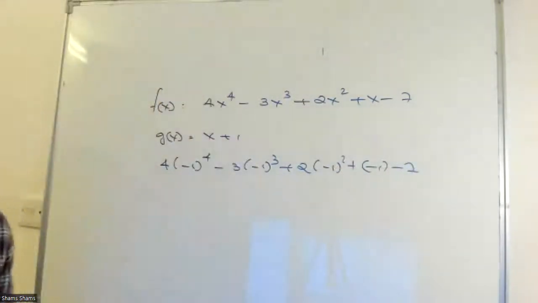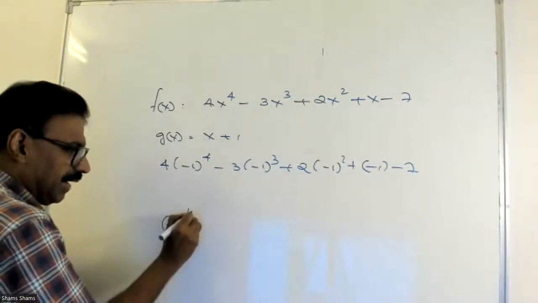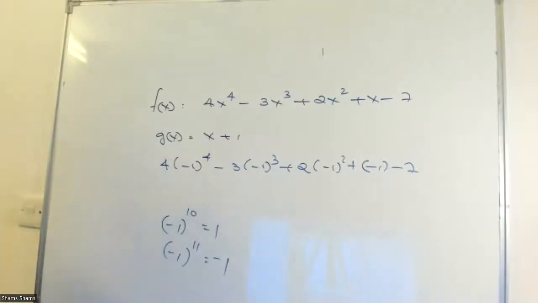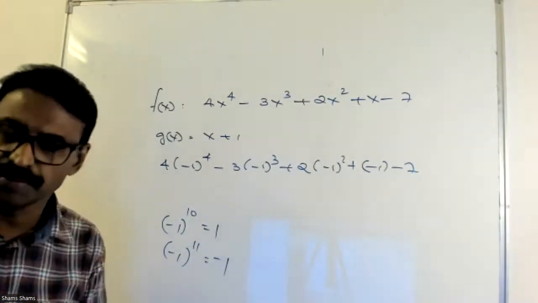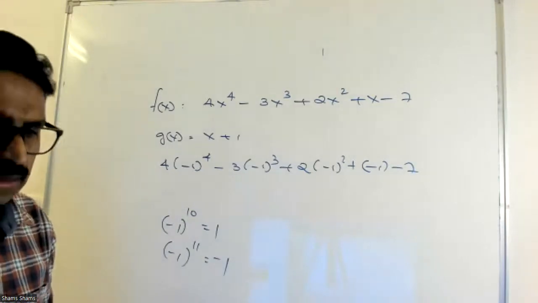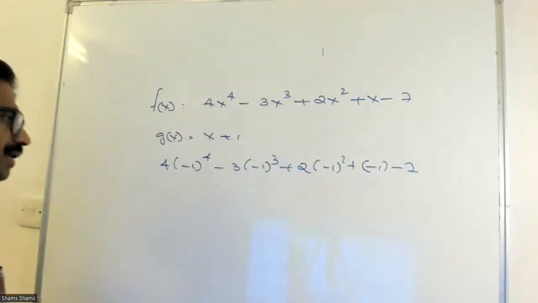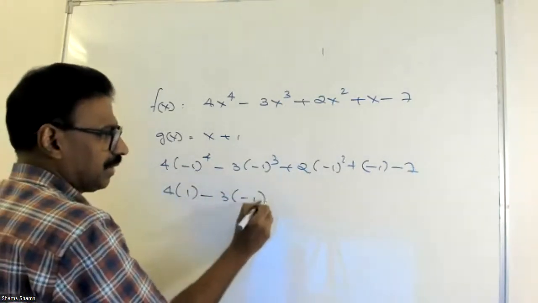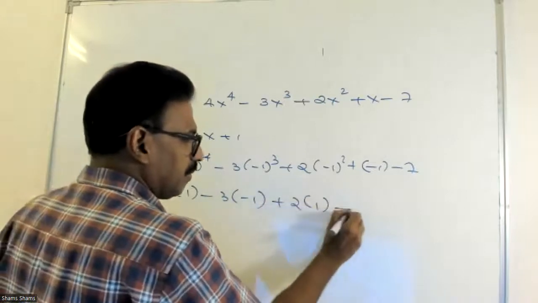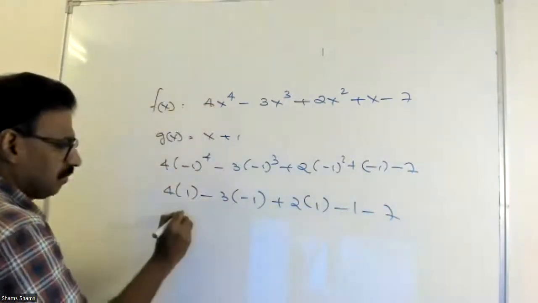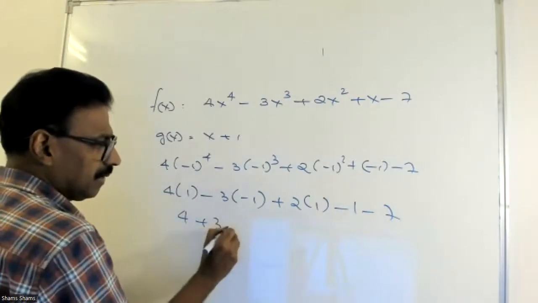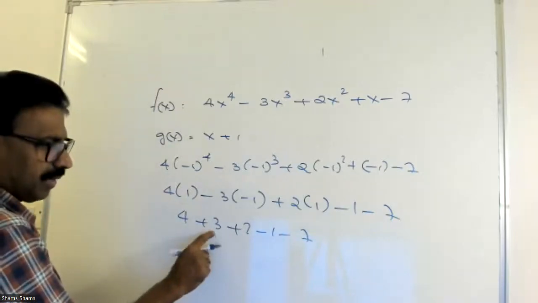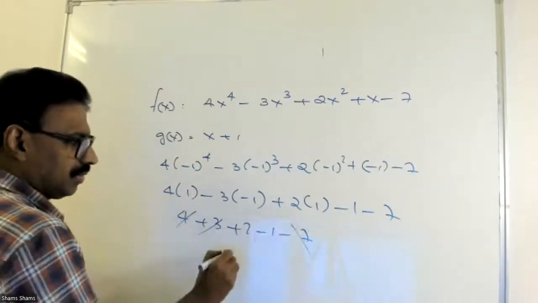Look, for information, minus 1 raised to 10 equals 1, minus 1 raised to 11 equals minus 1. Minus 1 raised to an even number is positive, an odd number is negative. Okay, so now here, 4 into 1, minus 3 into minus 1, 2 into 1, minus 1, minus 7. 4 plus 3 plus 2, minus 1, minus 7. 7, I cancel. Okay, the answer is what? 1.